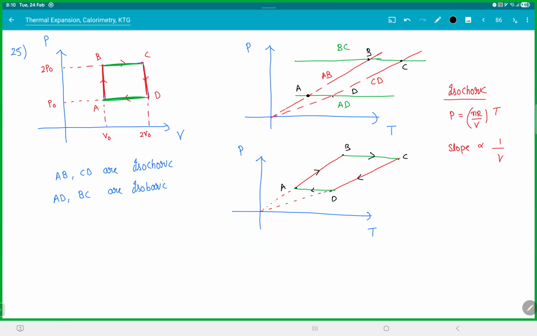Check. All got the idea what we did? Using the same logic, can you draw the VT graph? Try, I'll give you a minute. It would look kind of similar. This is your PT graph. Can you draw the VT graph?